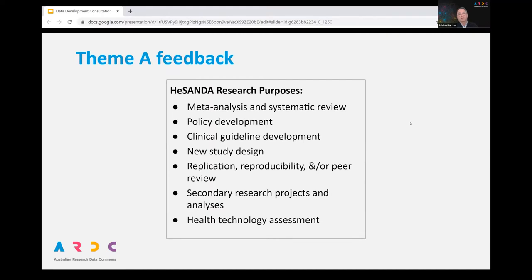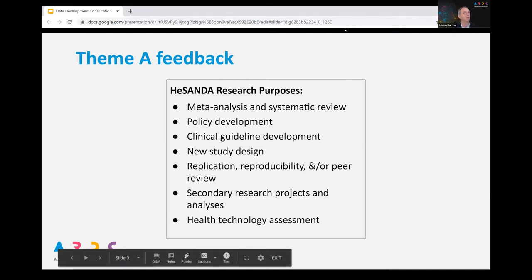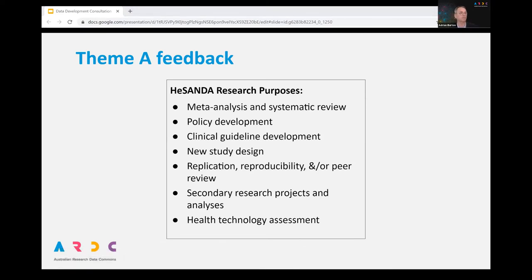research purposes that were proposed have been identified and confirmed and, if you like, endorsed by this consultation process, that building a national data asset from the outputs of clinical trials and other health studies would allow you to perform meta-analysis, clinical guideline development, new study design. This comes from, just to remind you, at that previous workshop there were 41 respondents and we received an extra set of structured respondents through the survey and other general feedback.